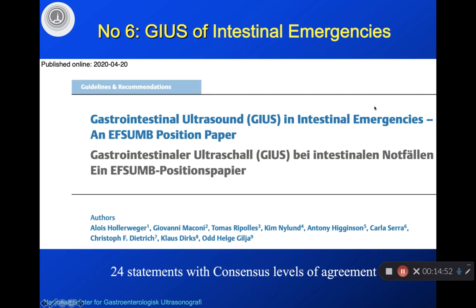Then we move to our guidelines number 6, which was upon intestinal emergencies. This is also an important issue, particularly for the surgeons, and we did 24 statements with consensus levels of agreement in this paper.